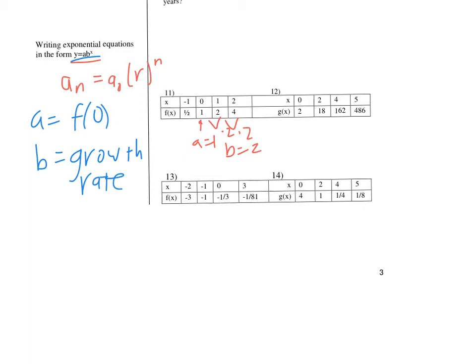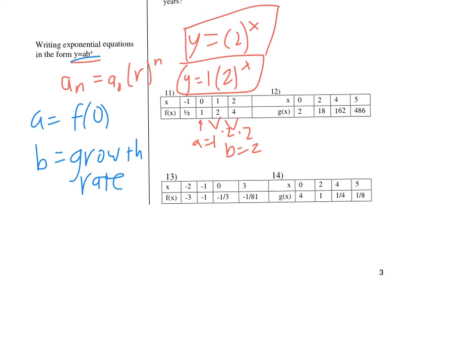And so my equation for number 11 would be, actually I was going to write a sub n, but let's do it as y equals 1 times 2 to the power of x. And obviously for that one, you could also write it as y equals 2 to the power of x, because that 1 is insignificant since it's a multiplier. All right, so then number 12, you can see that they gave you f of 0 again. So a will be 2.